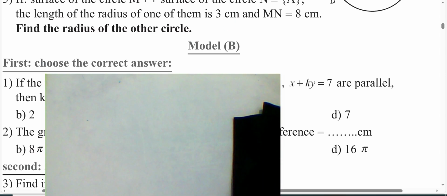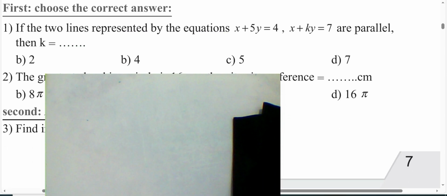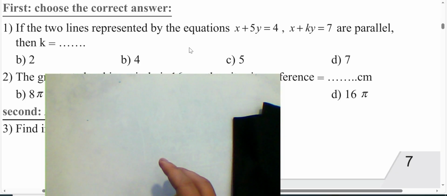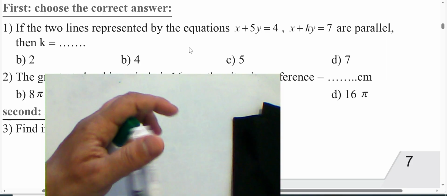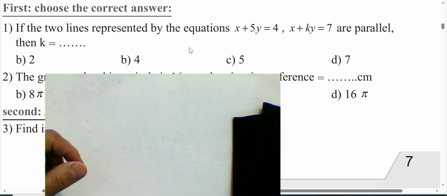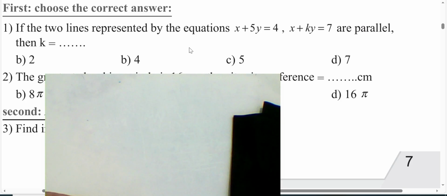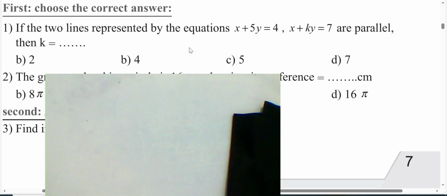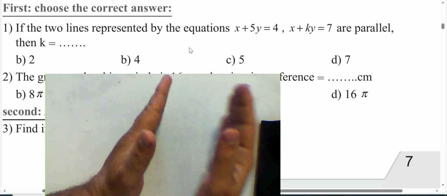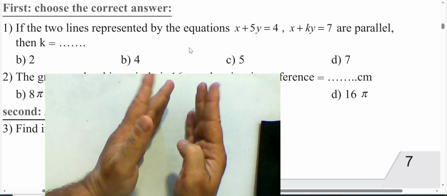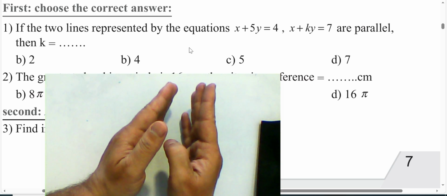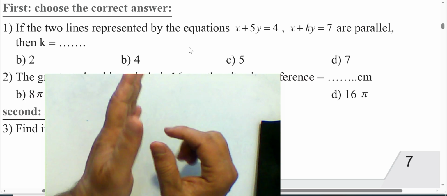Letter B, model B. The two lines represent the equations. We have two equations here: x plus 5y equal 4 and x plus ky equal 7. They are parallel. Okay, parallel. What's the meaning of parallel? Parallel means the coefficient of x equals the coefficient of x, the coefficient of y equals the coefficient of y, and the constants are not equivalent.